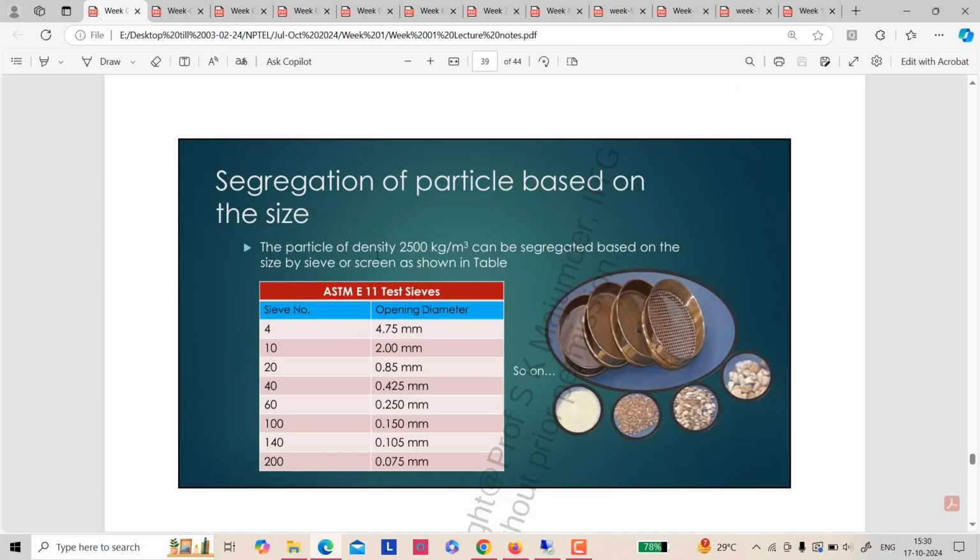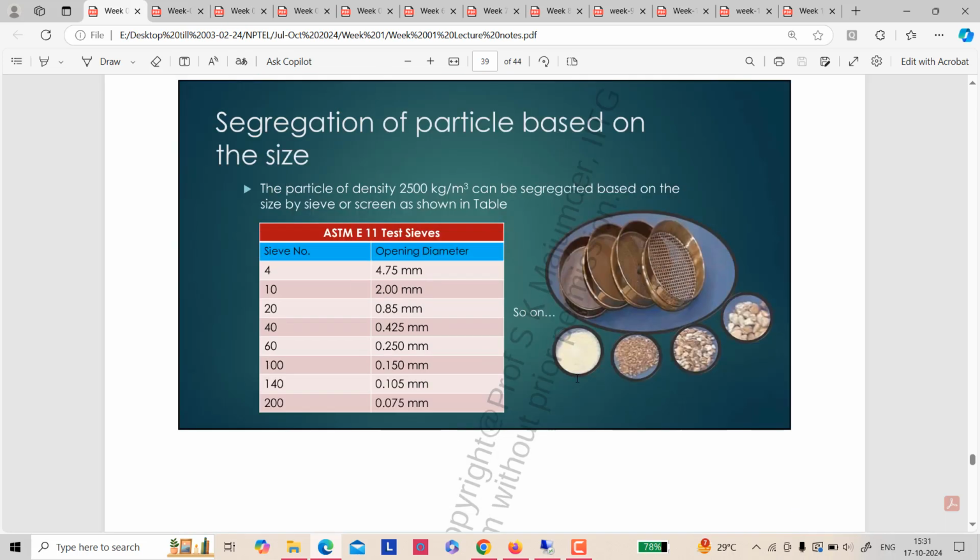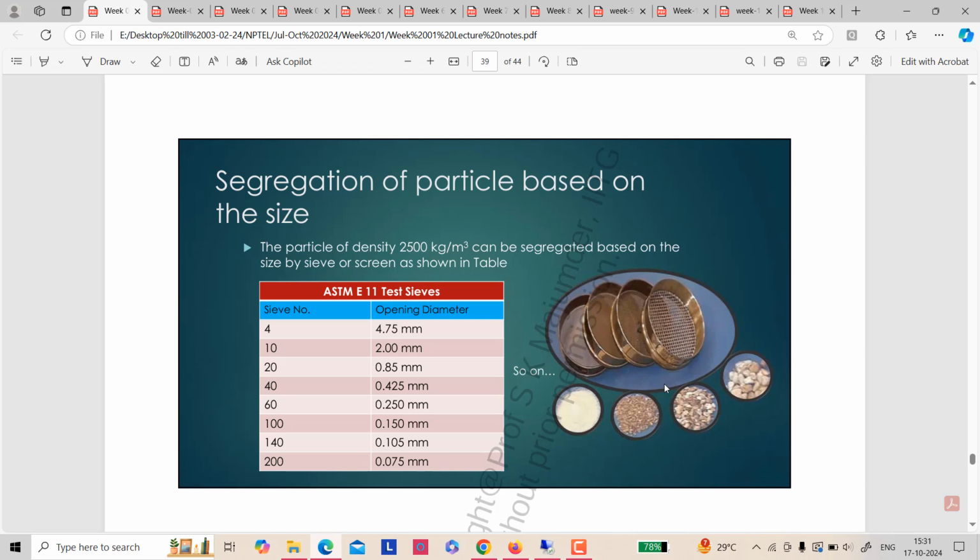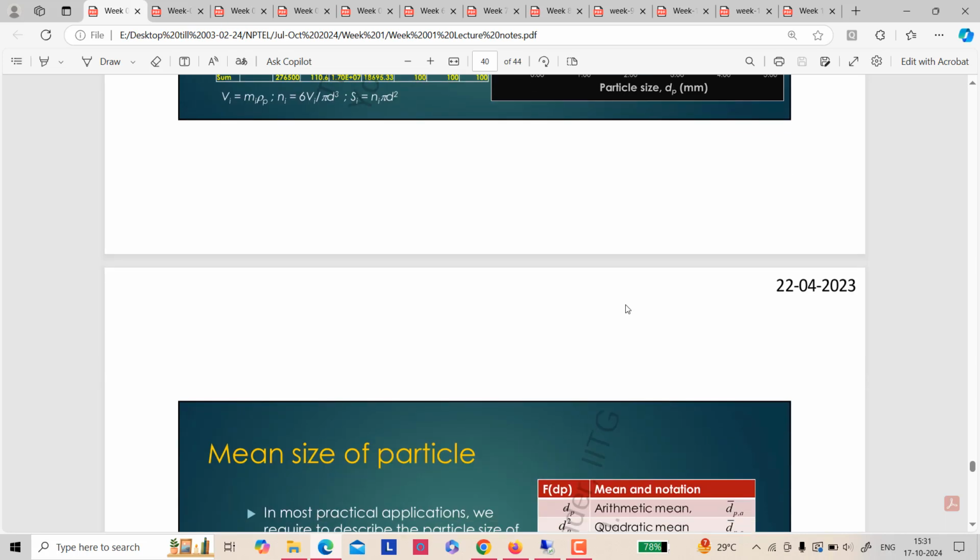Then comes the segregation of particles based on size. That is the screening method. We have seen this kind of meshes everywhere. They are stacked serially, and that is how particles are separated on each platform. The bigger particles will not pass through one mesh, but will be retained on that particular mesh. This is a problem depending on that.